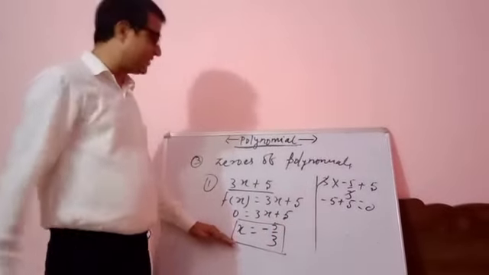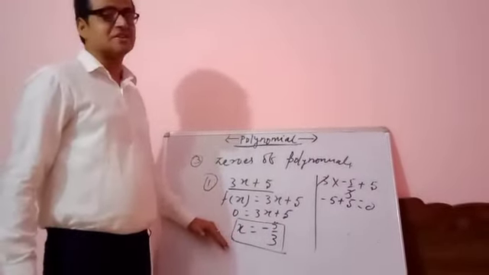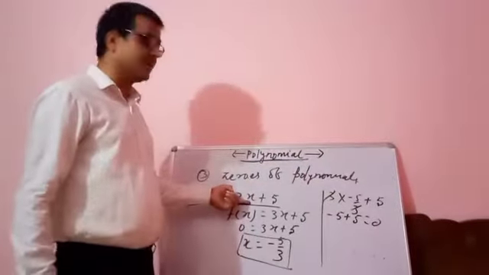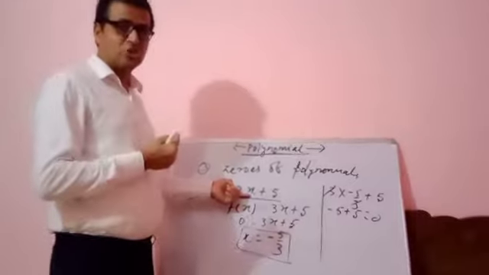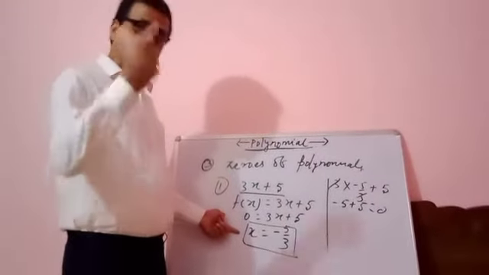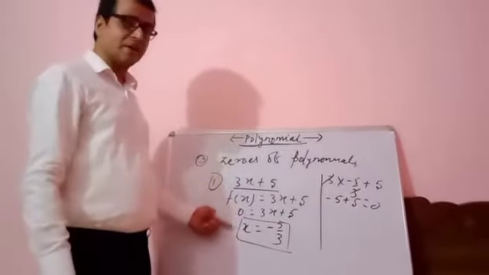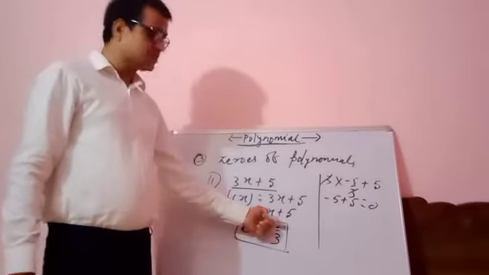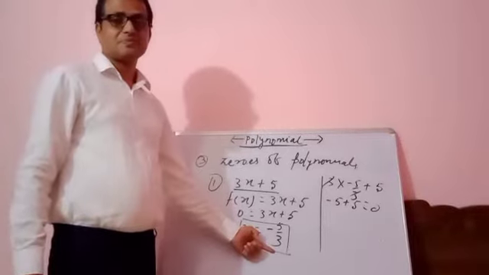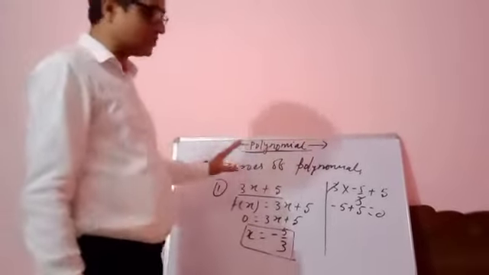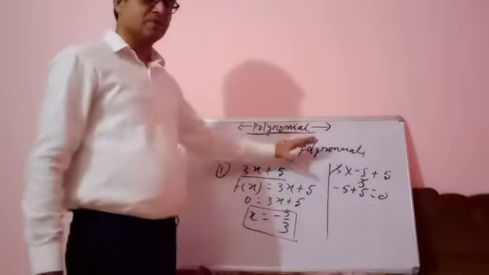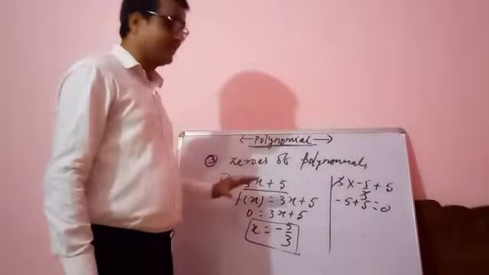The reason behind it is that the number of zeros is decided by the degree of the variable. What is the degree of the variable here? 1. How many zeros will it have? 1. By this way, what is being done? We just find the value, this -5/3. This is the way to find out the 0, and this is something about the zeros of the polynomial. So this is about the linear polynomial.